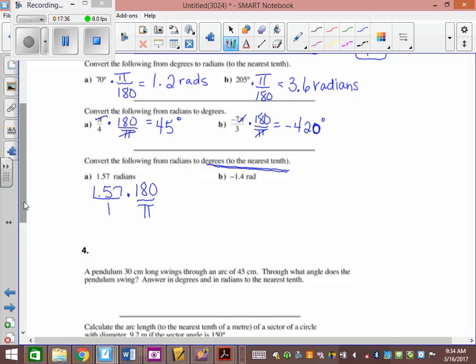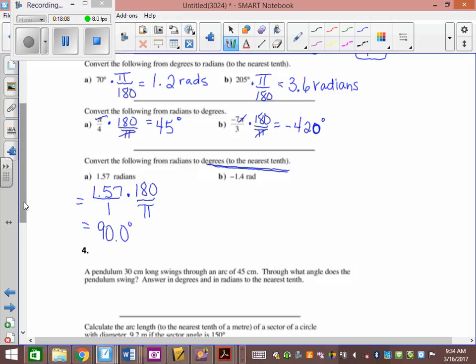When you do it, you get 89.95, which is to the nearest tenth what? 89.95. 90.0. So 90.0 degrees. If you didn't put the decimal 0, people will say, well, it's the same number. It is, but it's not rounded to the nearest tenth, so you'd be wrong. It'd be rounded to the whole number.